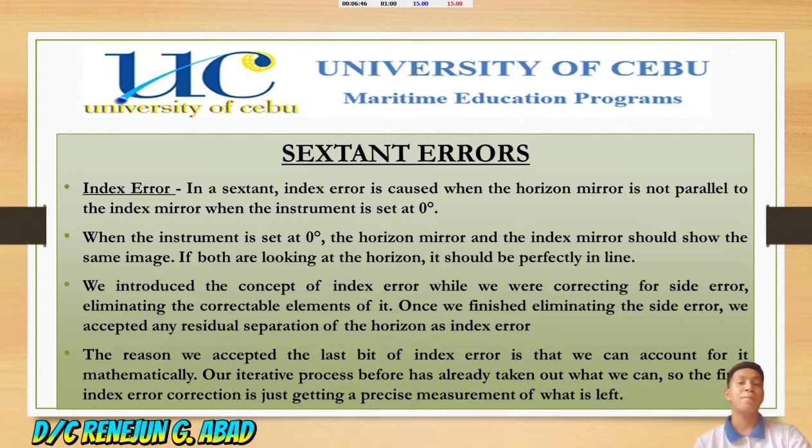We introduce the concept of index error while we are correcting the side error and eliminating the correctable elements of it. Once we finish eliminating the side error, we accept the residual separation of the horizon as index error. The reason we accept the last bit of index error is that we can account for it mathematically. So the final index error correction is just getting the precise measurement of what is left.